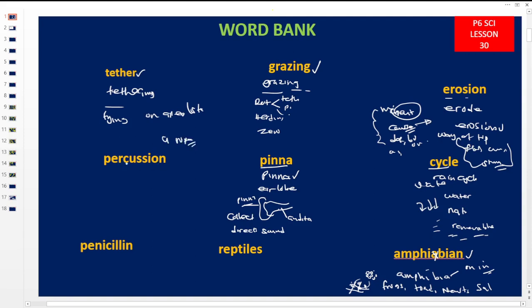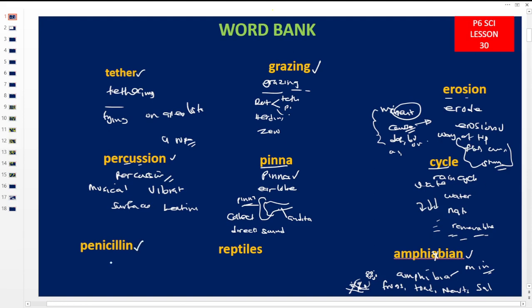We have this other word, percussion. So what does this word mean? Percussion instruments are the musical instruments that produce sound by the vibration of their surfaces when the surfaces are beaten. So percussion musical instruments produce sound when their surfaces vibrate after being beaten.